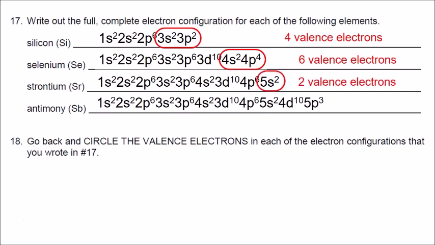Strontium, it's going to be just 2 valence electrons, so I circle 5s2. And antimony, there should be 5 valence electrons. So again, I switched the order of the 5s2 and the 4d10, but you don't have to do that. As long as you circle 5s2 and 5p3, that would be correct.